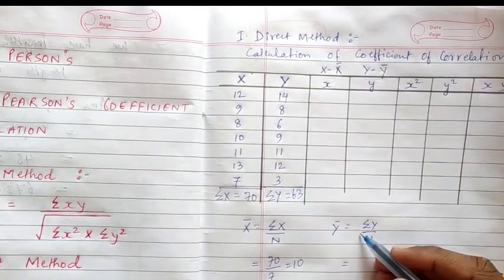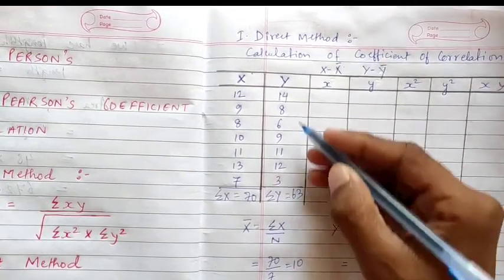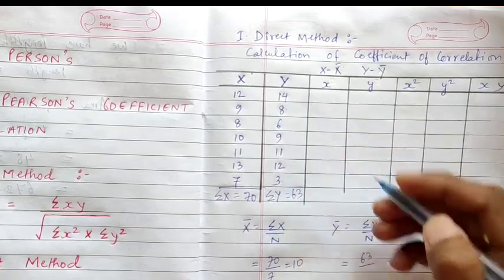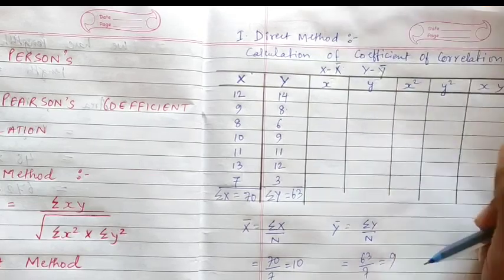Clear? Similarly, we will find y bar. What is the total of summation y? 63, and n is 1, 2, 3, 4, 5, 6, 7. So 63 divided by 7 is 9. So we got y bar equals 9.